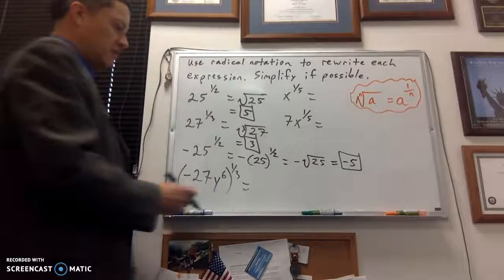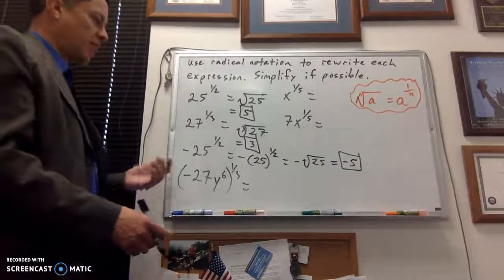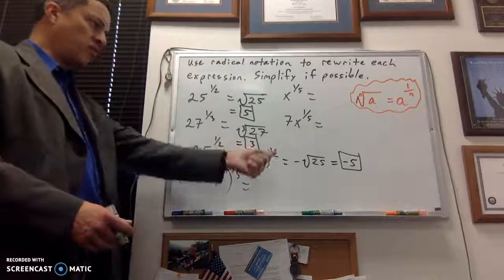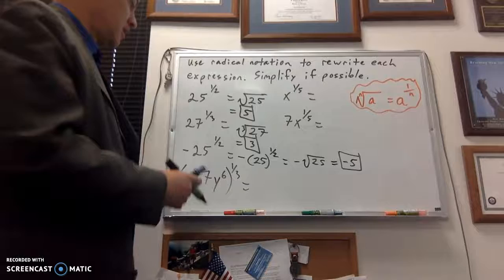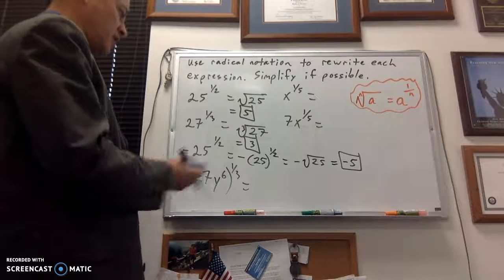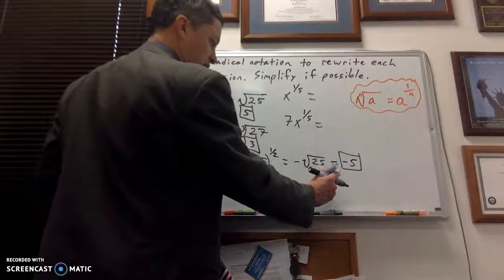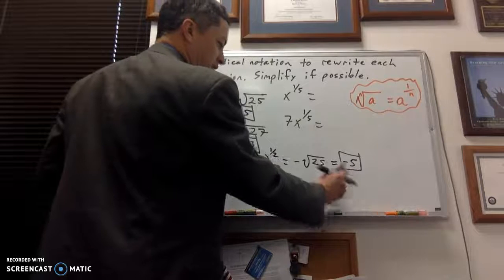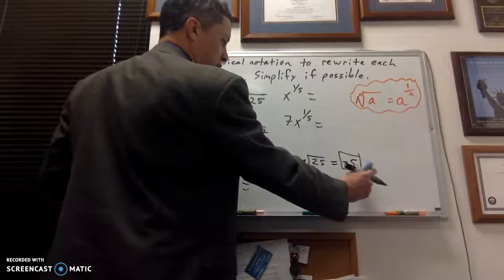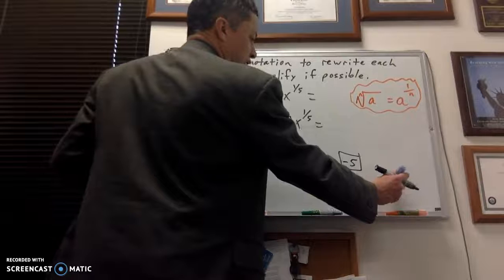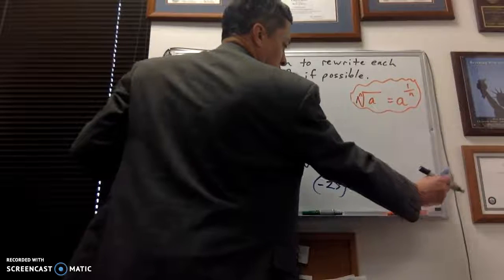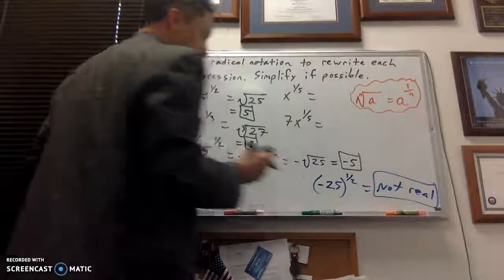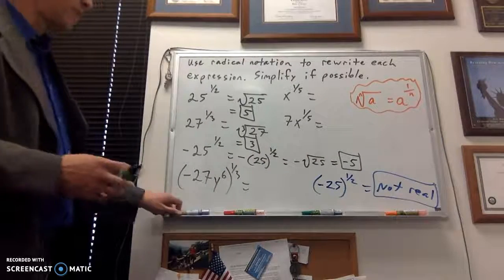Okay, so you may be thinking at this point, well, wait a minute. If that was real and it worked out okay, then which one's the one that's not real? Maybe put another one in here. Suppose we had negative 25 in parentheses raised to the 1/2 power. That would be not real. So it boils down to whether it has parentheses or not.